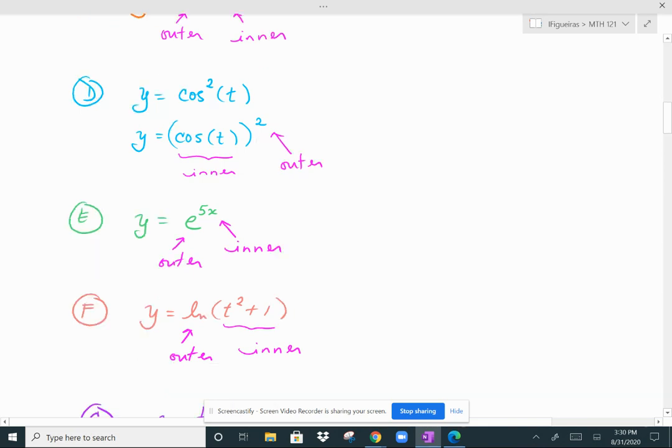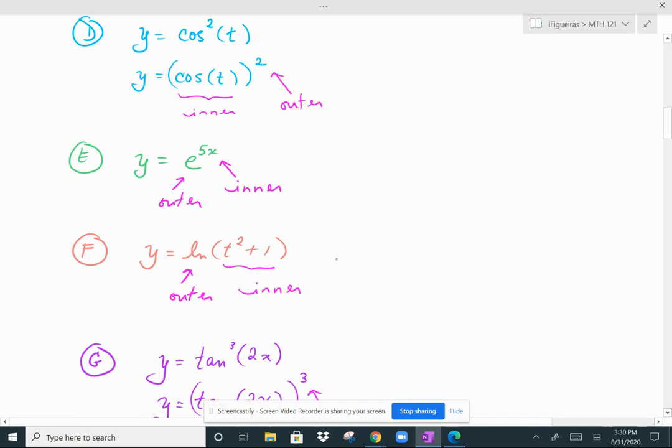All right, here's another one for logarithms. I have ln of t squared plus 1. In this case, t squared plus 1 is your inner function, and ln, or your natural log, is your outer function.